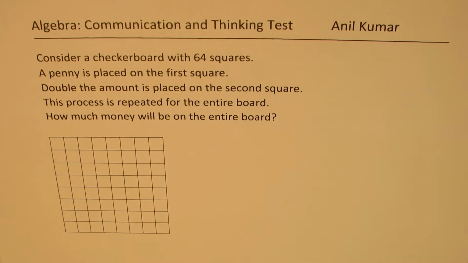Here we have a very interesting communication and thinking question. The question here is, consider a checkerboard with 64 squares. A penny is placed on the first square. Double the amount is placed on the second square. This process is repeated for the entire board. How much money will be on the entire board? You can always pause the video, answer this question, and then look into my suggestions.